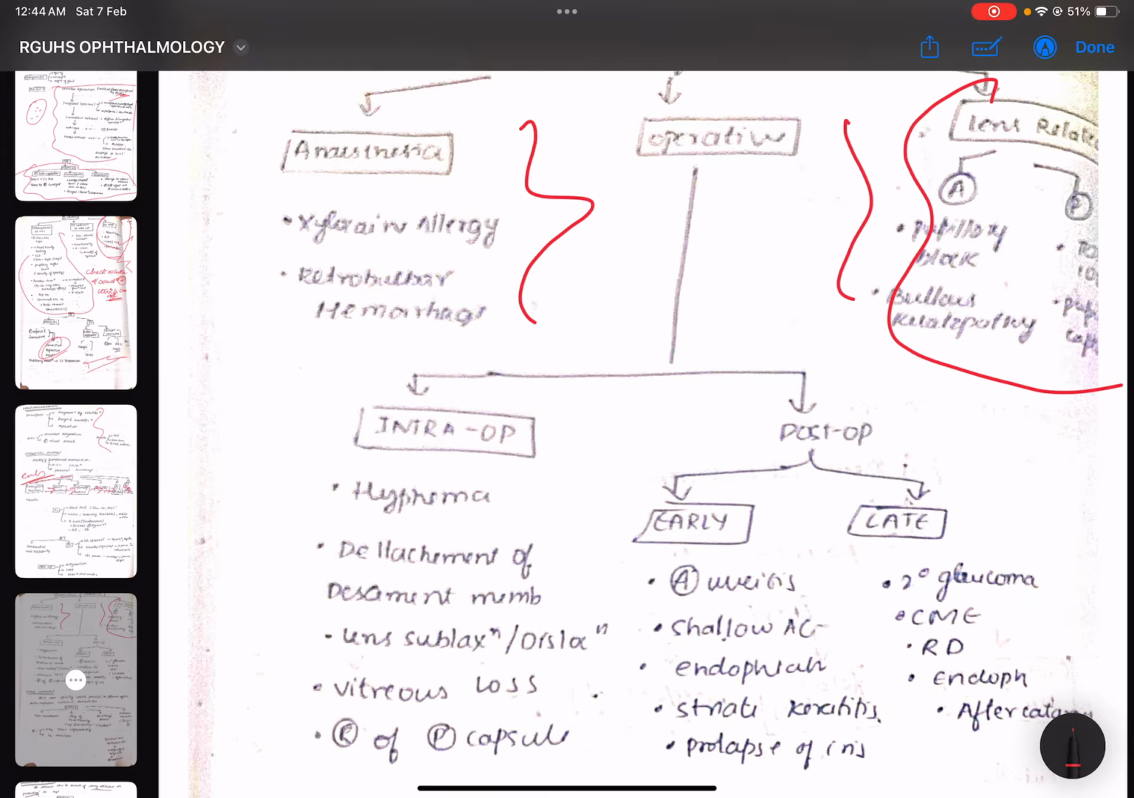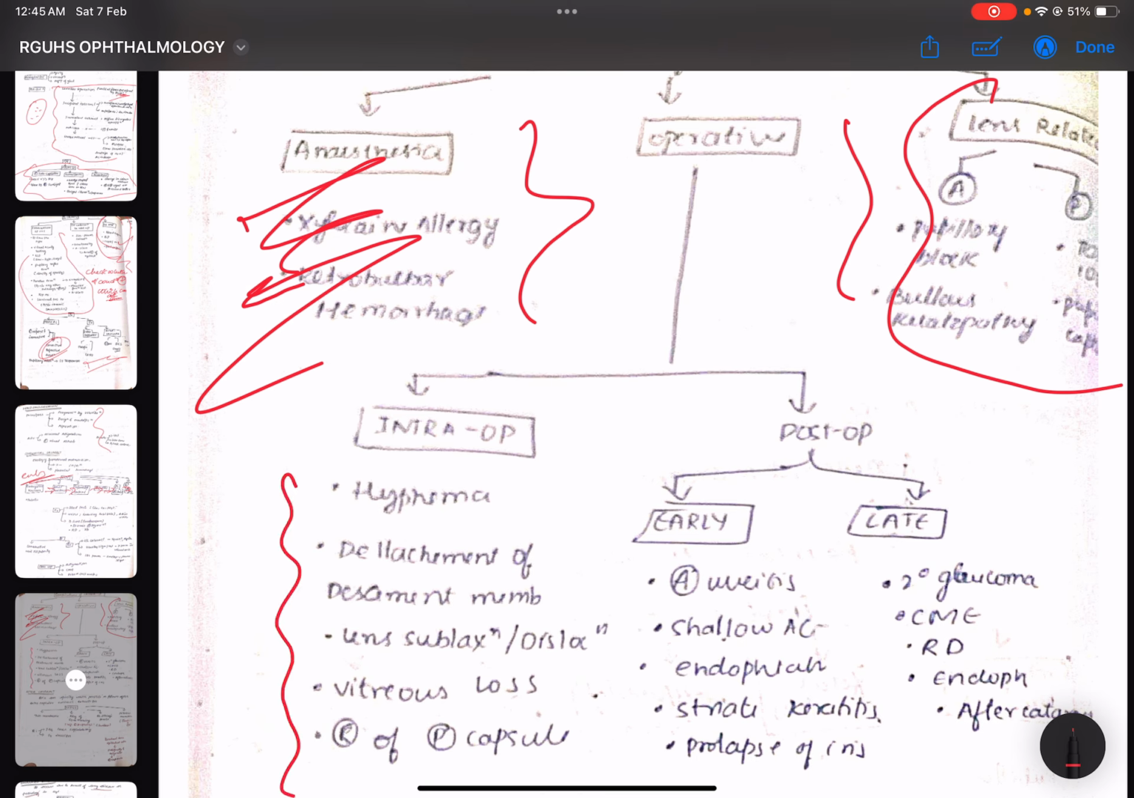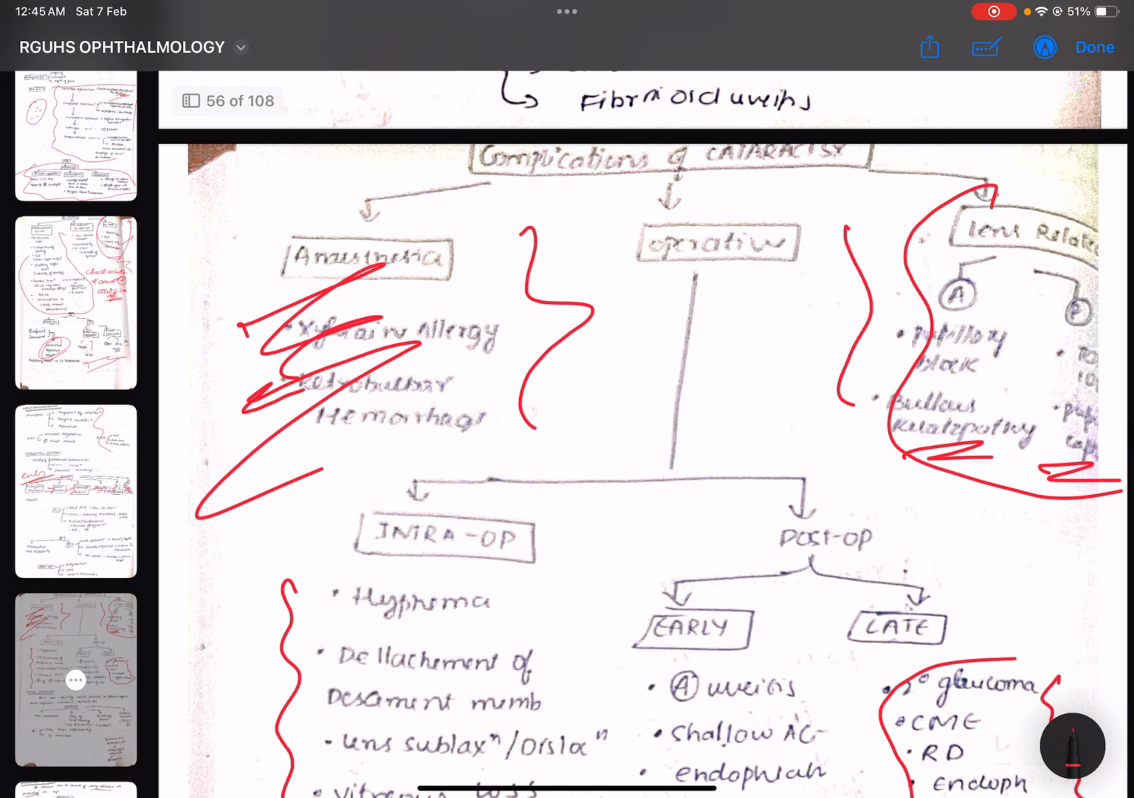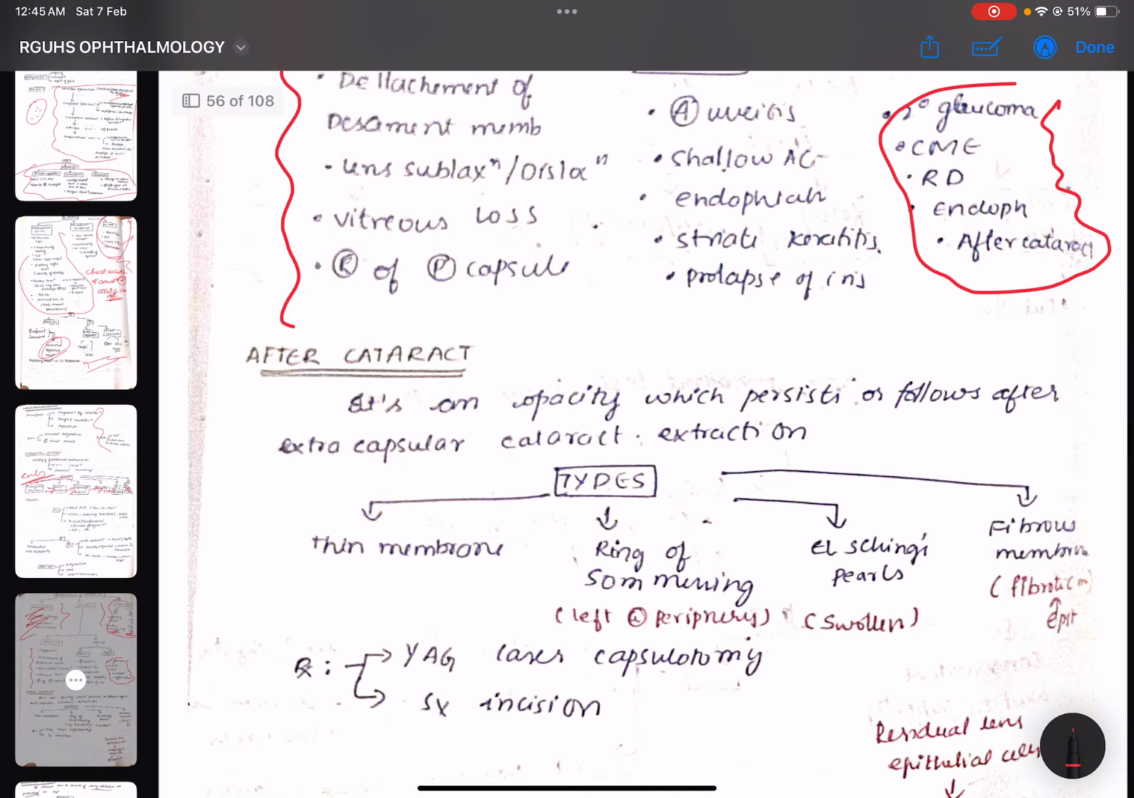Again, anesthesia: depending on the type, you might have xylocaine allergy or retrobulbar hemorrhage. Again operative, how did I teach you? Again intra-op, these are the things, and post-op, again infectious and secondaries. Again, you have to talk about all the important diseases which we will discuss. In lens related, again you might have related complications. After cataract is what?